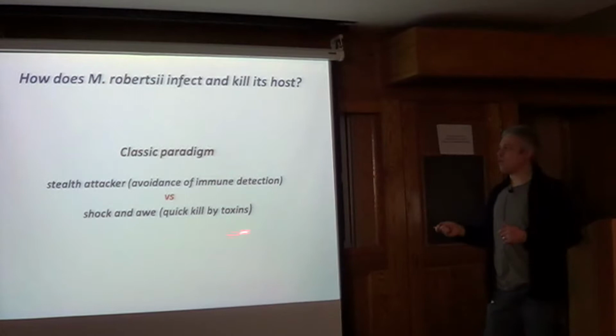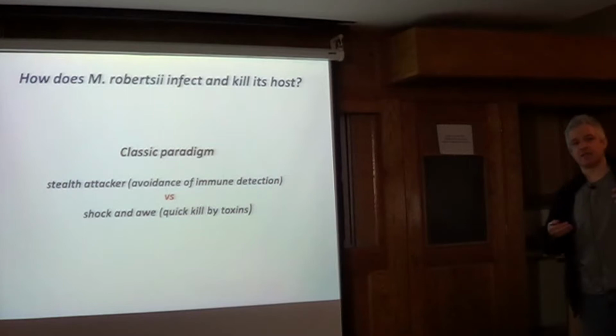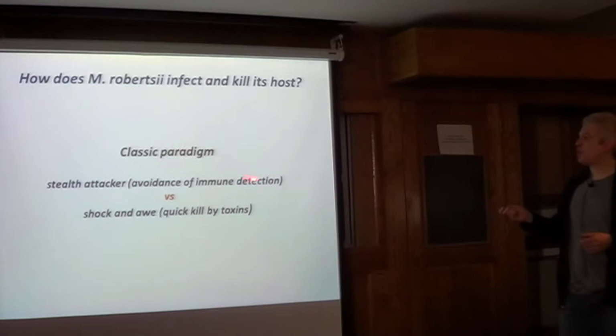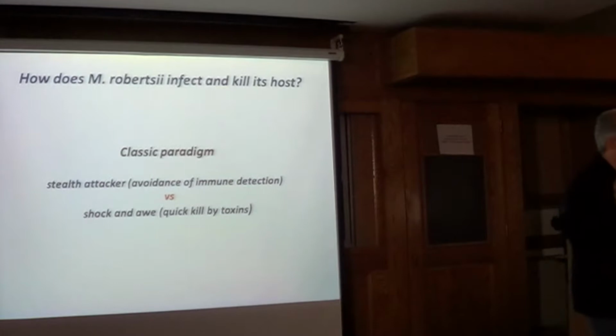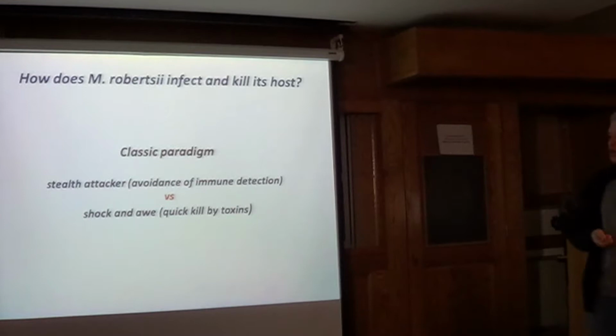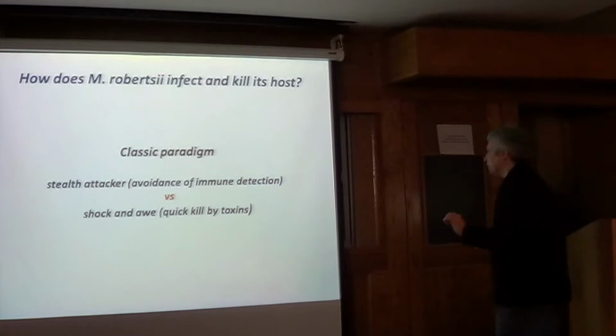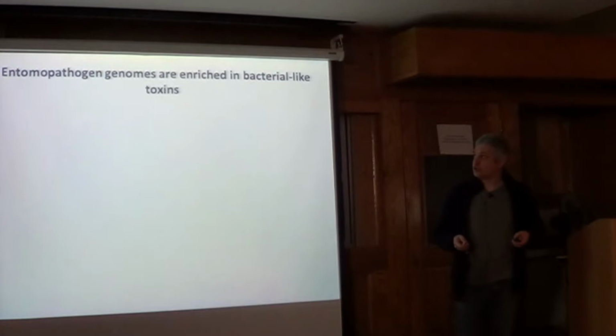The framework here is a classic paradigm that reminds us of the difference between the biotroph and necrotroph seen in plant pathogens. It's been said that some entomopathogens are stealth attackers: they penetrate, they sit there, they are not recognized, they grow, and then the biomass is so large that the insect dies from depletion. Another is a kind of shock and awe. The fungus penetrates, immediately kills the host, and grows on the spores. It's not sure what really happens, but we know that it's probably something in between.